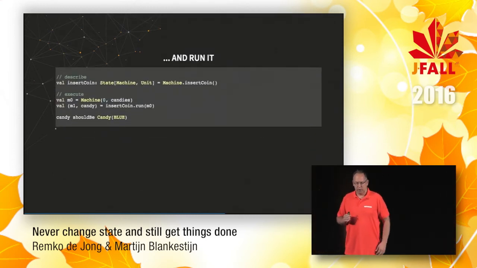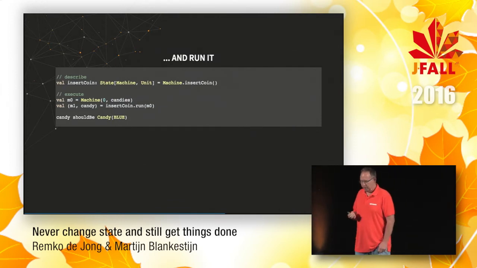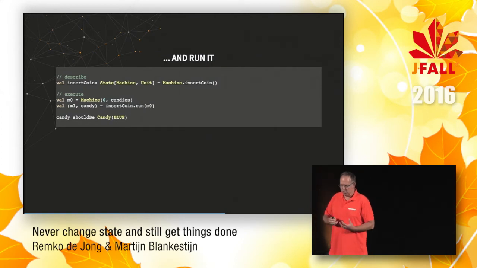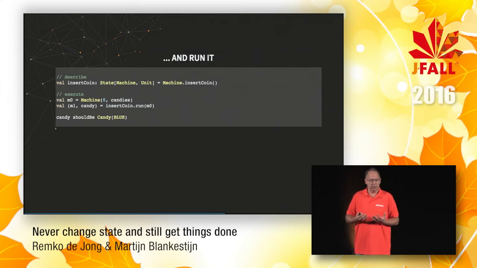And that we will see when we look at how are we going to run this. How are we going to run this program? Well, first, you can say machine insert coin. We made the definition a part of the object. But we call the function insert coin that returns state.